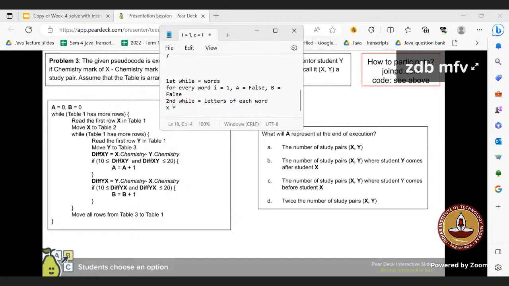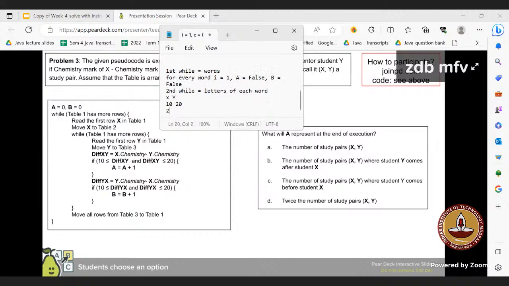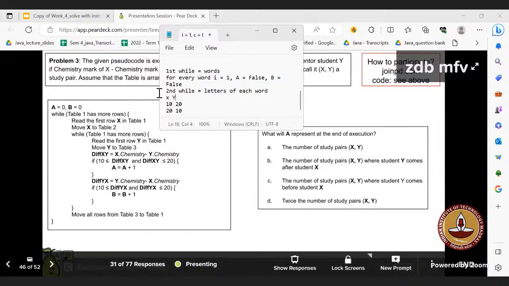So now you have x, y. What happens if x is 10 and y is 20? And what happens if y is 10 and x is 20? What happens in this case? Chemistry marks I am telling. So x dot chemistry minus y dot chemistry marks, in that case, difference xy will be? It will be negative, ma'am. It will be negative.